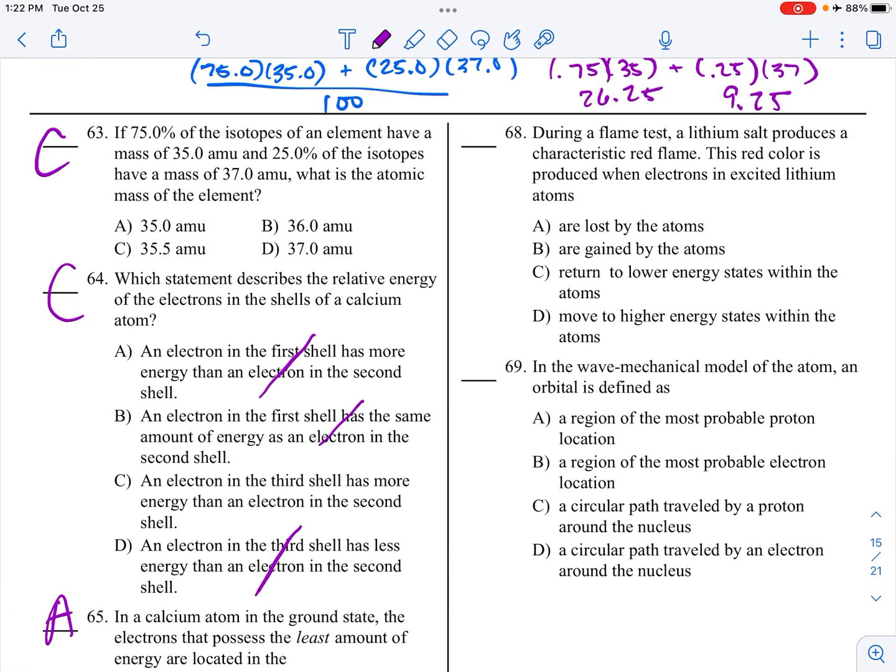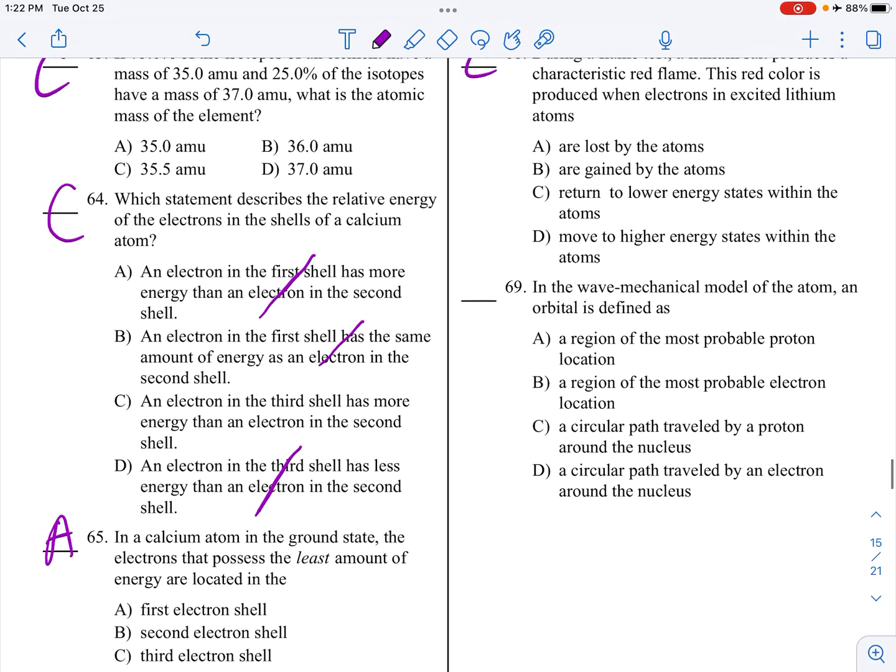During a flame test, lithium salt produces a characteristic red flame. Why? Because the electrons are giving off energy, coming back down. In the wave mechanical model, what is an orbital? A region of most probable location of electrons.